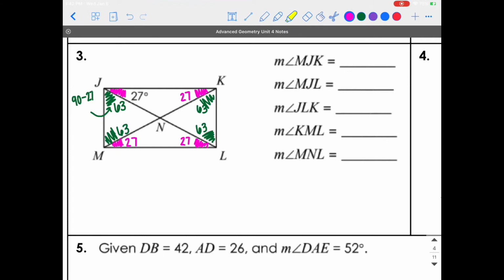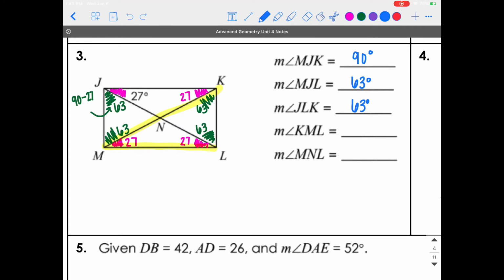So MJK, that is the 90-degree angle. MJL, that is the 63-degree angle. JLK, that one is 63 degrees. KML is 27.